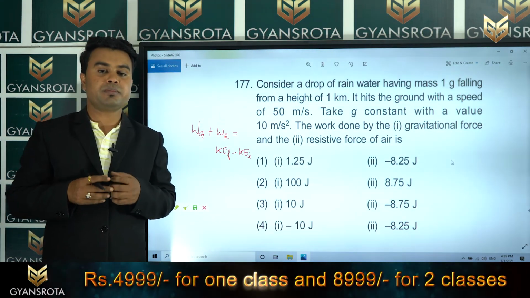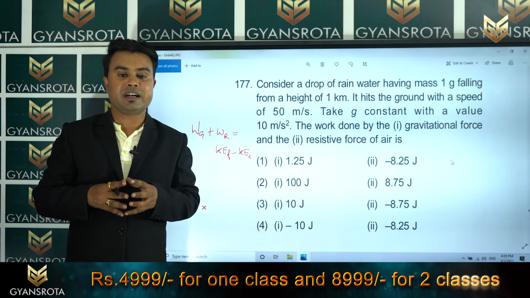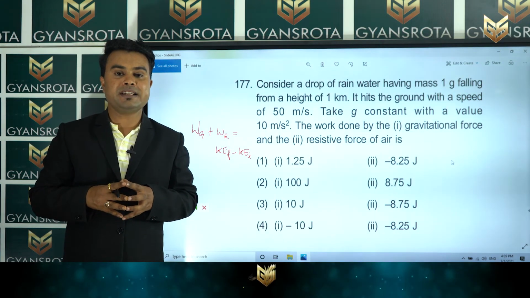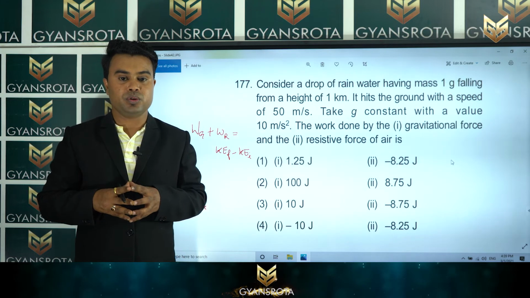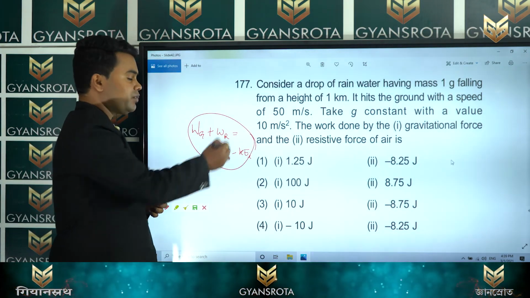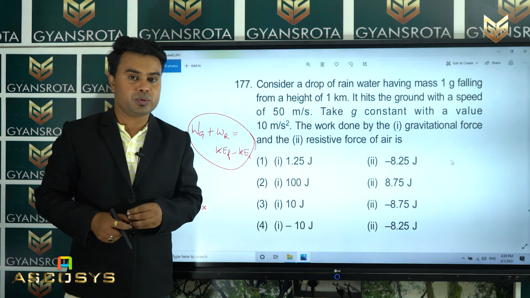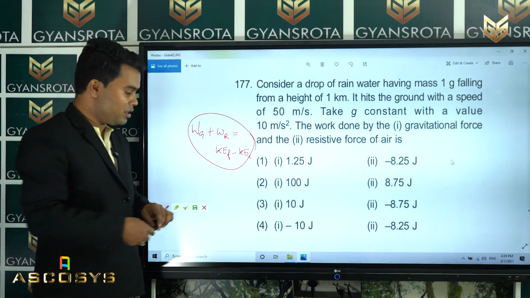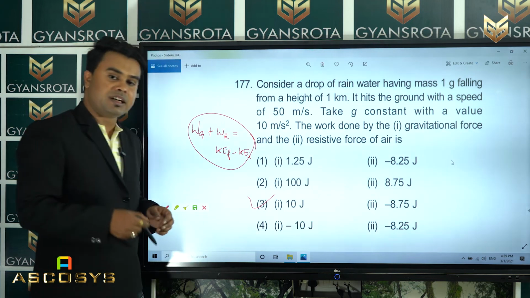Finally, your option number 3 will be correct, that is number 1 is 10 joule and number 2 is minus 8.75 joule. This will be your final answer. Use this formula and solve it. The calculation part will be done by you. Okay, I will just give you the formulas. So, number 3 is the correct answer.